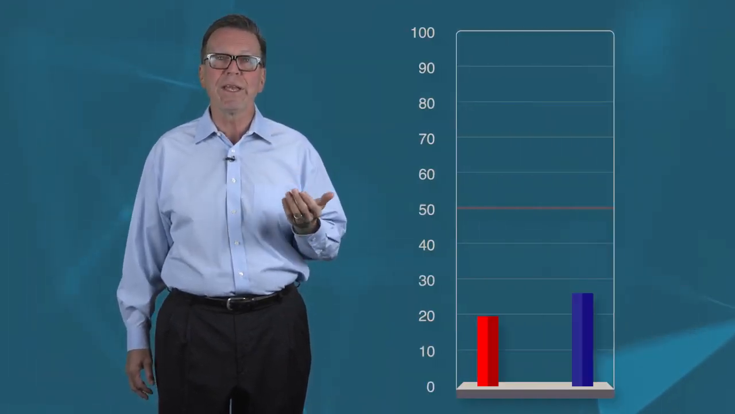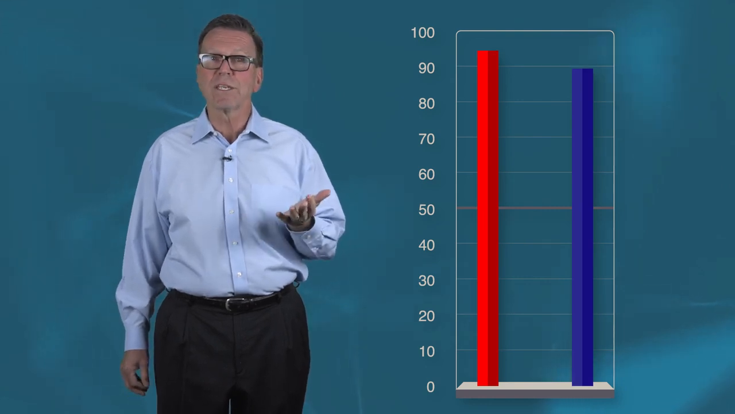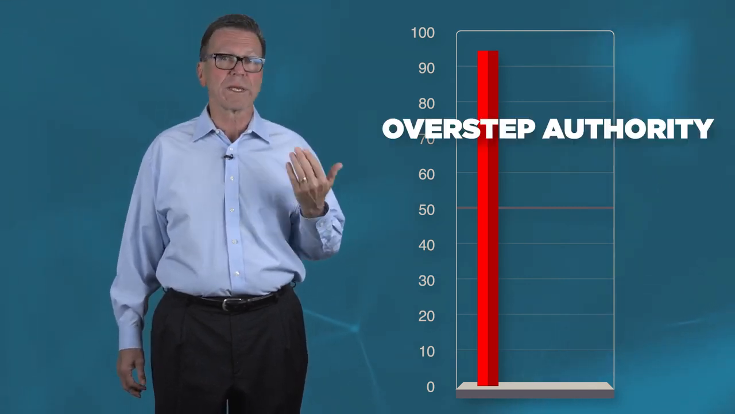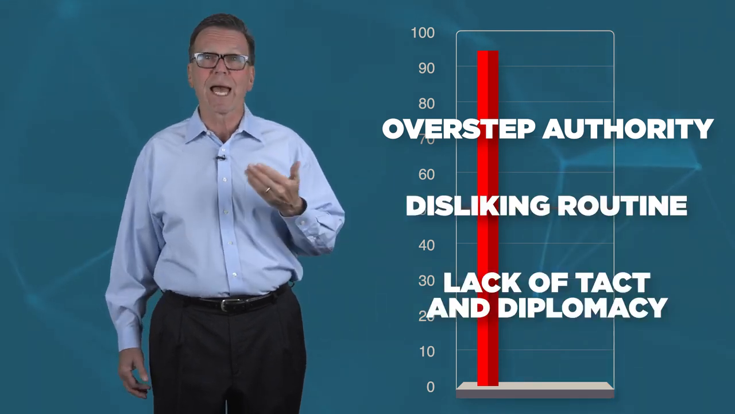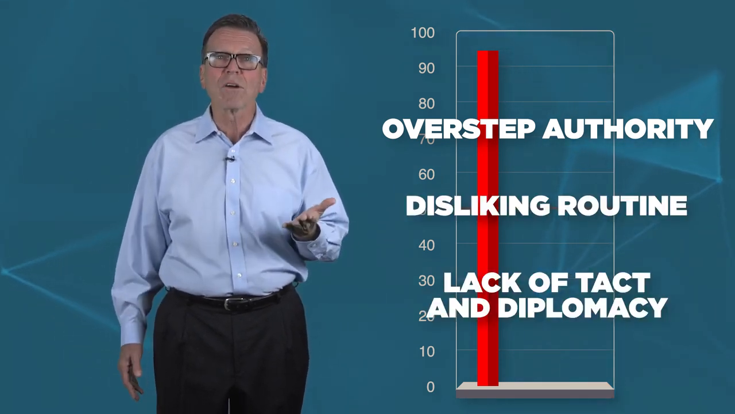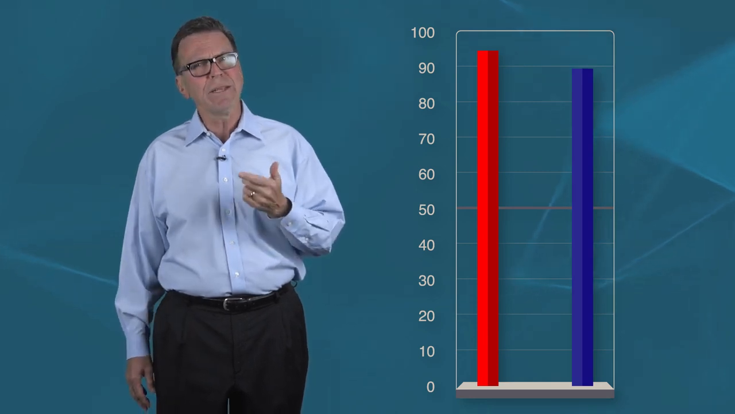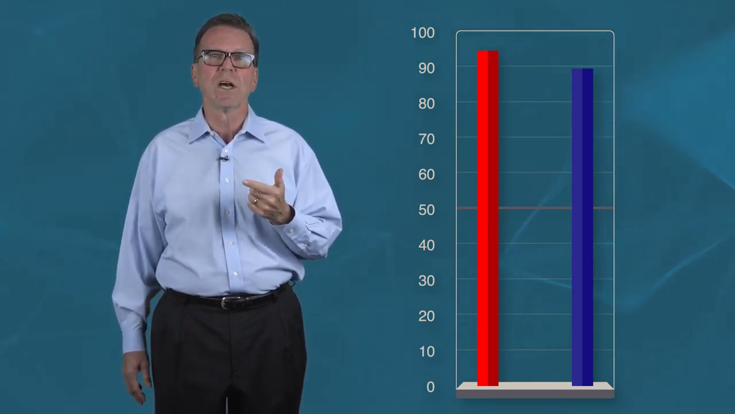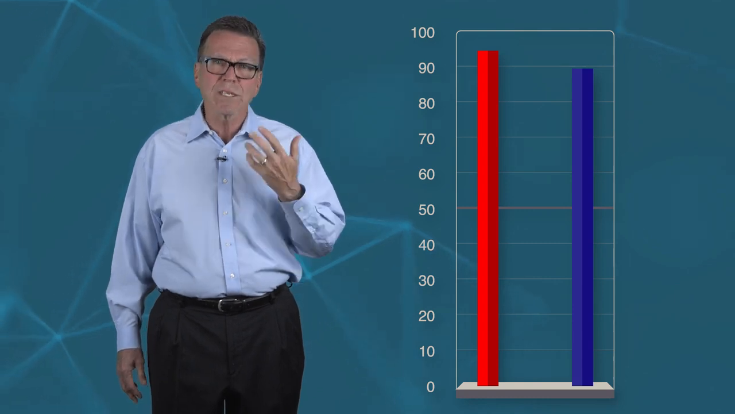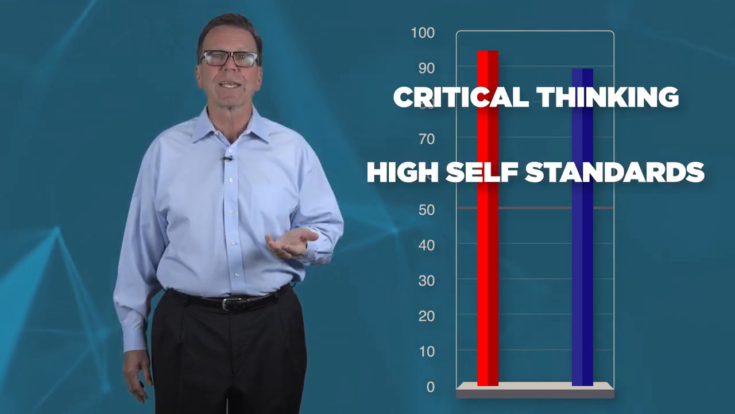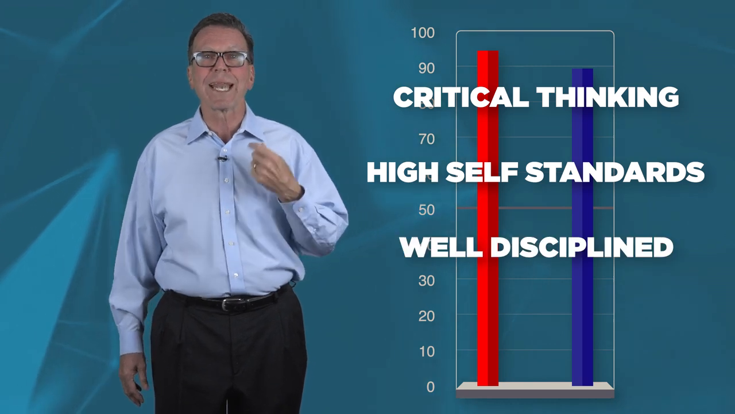Having a combination of factors is beneficial. They not only change the descriptors and verbiage surrounding a style, but they have an effect on the probable strengths and possible limitations of the individual as well. Take, for example, a high D, high C. Some possible limitations of the high D include overstepping authority, disliking routine, and a lack of tact and diplomacy. However, when combined with a high C, the individual can offset those possible limitations with the probable strengths of their C, such as critical thinking, high standards for self, being well-disciplined, and accuracy.